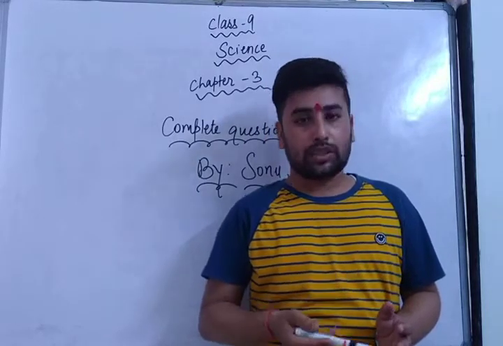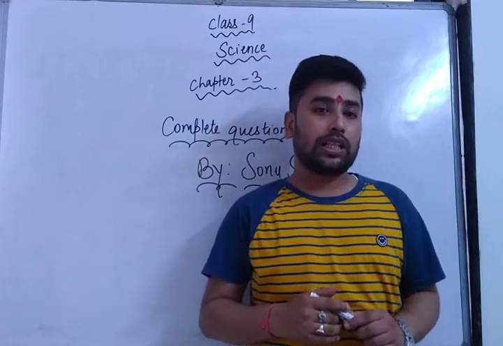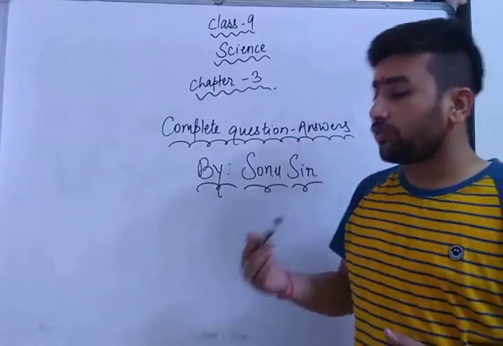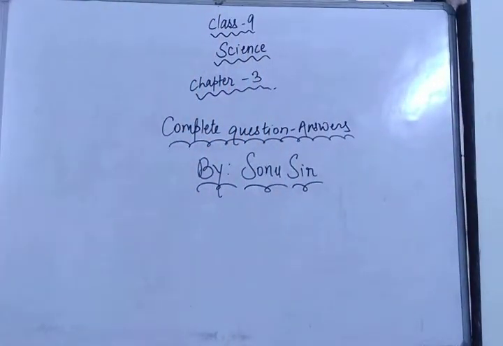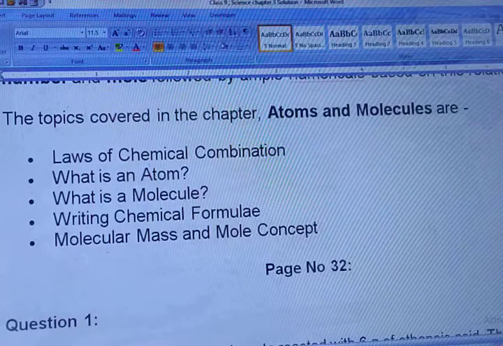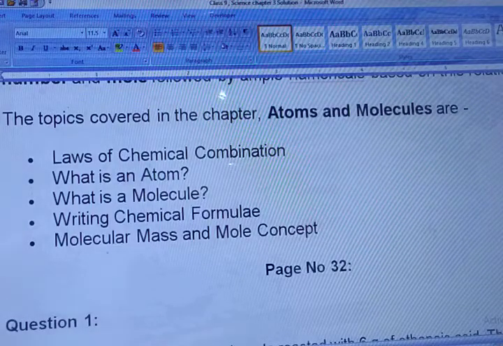As you stay at home, you can learn question answers, and it will be very much helpful. So let's start our chapter number 3, NCERT exercise solution. The topics covered in this chapter, atoms and molecules, are laws of chemical combination, what is an atom, what is a molecule, writing chemical formulae, and molecular mass and mole concept. So let's start with question number 1.